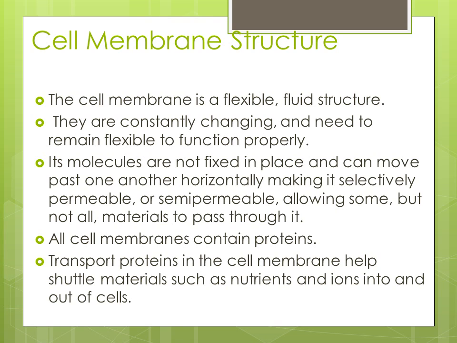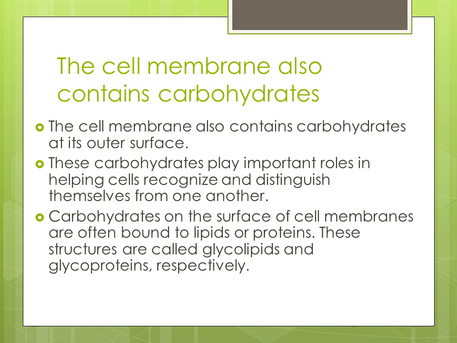All cell membranes contain proteins. Transport proteins in the cell membrane help shuttle materials such as nutrients and ions into and out of the cells. So there are certain proteins there that help things to keep going. The cell membrane also contains carbohydrates at its outer surface. These carbohydrates play important roles in helping cells recognize and distinguish themselves from one another. Carbohydrates on the surface of cell membranes are often bound to lipids, or fats, or proteins. These structures are called glycolipids and glycoproteins, respectively. So the glyco is the carbohydrate with protein, or carbohydrate with fat.